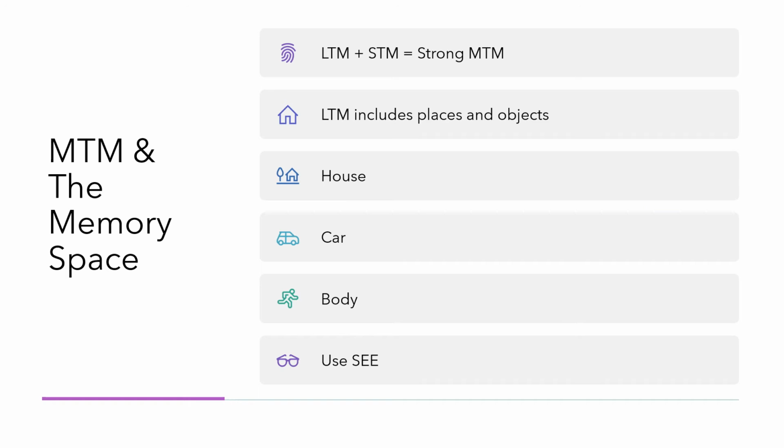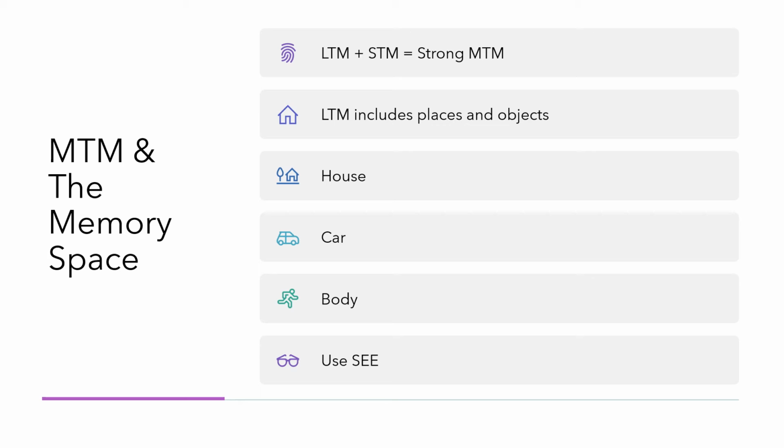So how does the memory space work? It's very simple. The author gives an easy formula: long-term memory plus short-term memory is strong mid-term memory. Long-term memory is a memory you can recall without putting in any effort. That can be your house, your car, your body. You can remember those things without any effort. Now when you attach the things in your short-term memory, which you want to remember, to those things in the long term, then it becomes strong medium-term memory. That's how you create a mind palace.